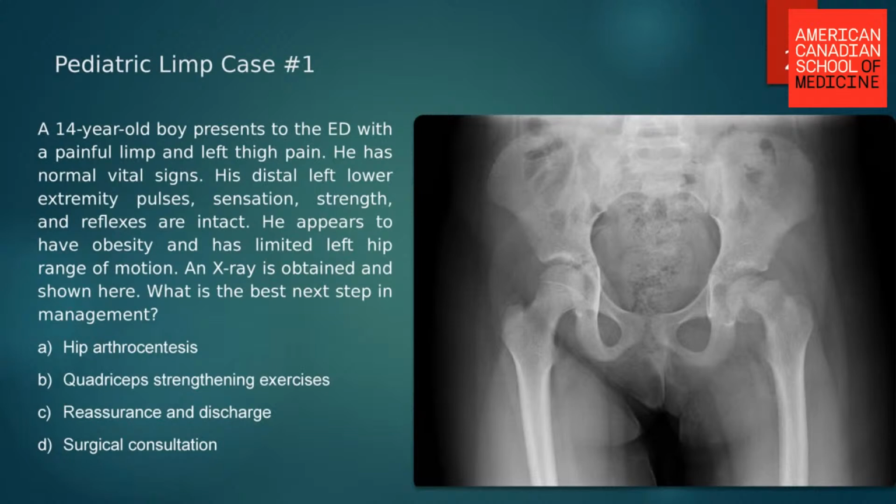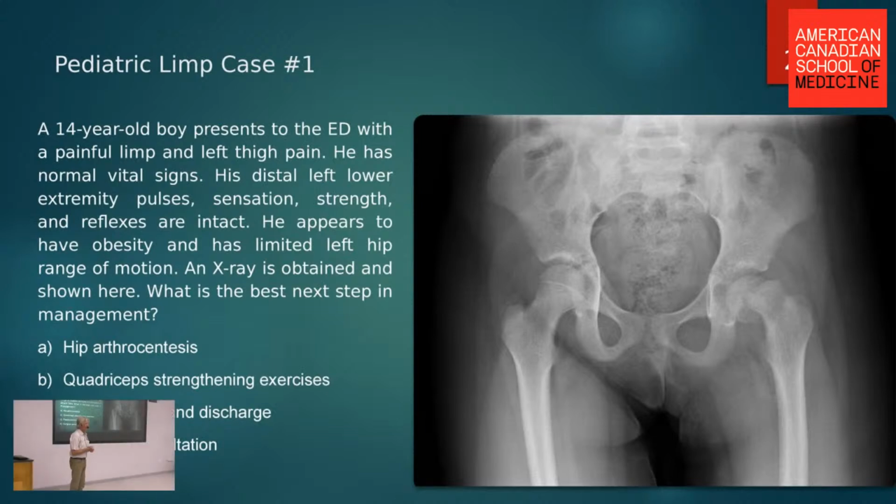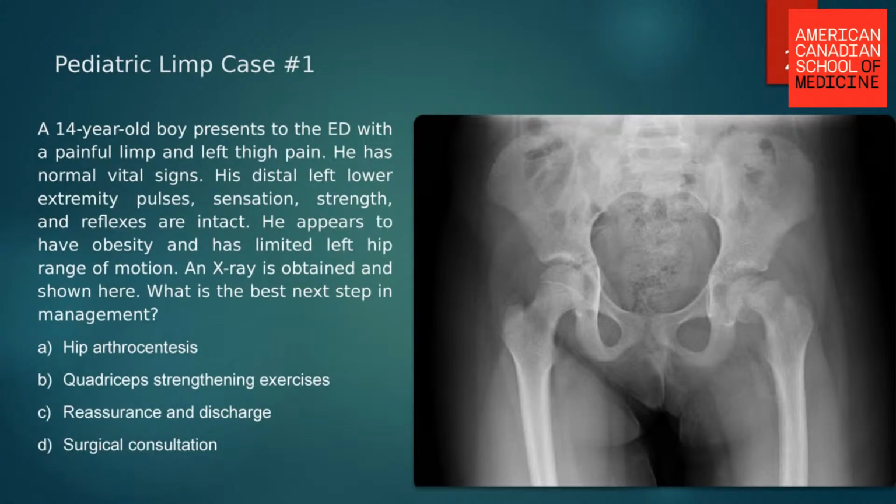Quadriceps strengthening exercises. That's if you believe that there's some type of congenital weakness in the hip or some other reason, maybe from atrophy, that you want to strengthen the leg. Probably wouldn't be applicable here. Sending this child home with just some analgesics would not be a good plan. And the last one is orthopedic consultation or surgical consultation.